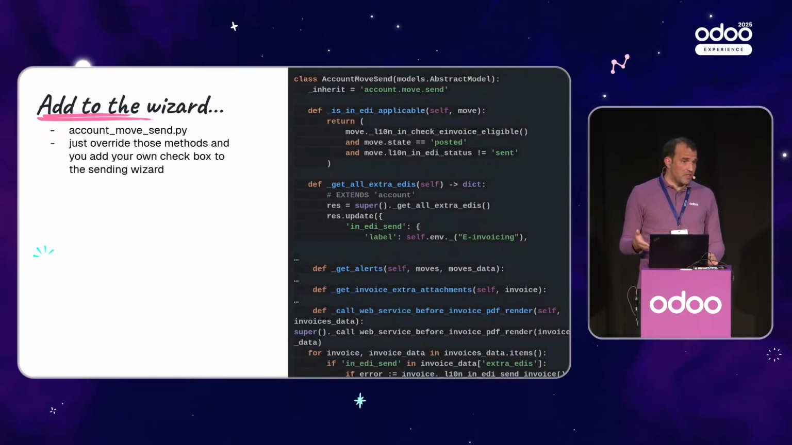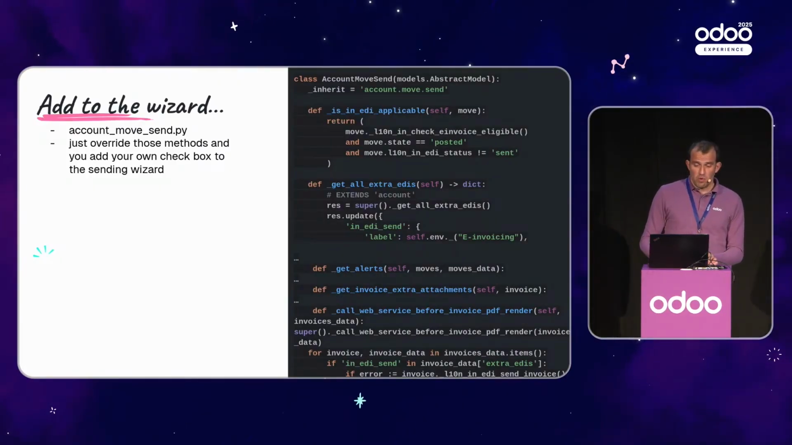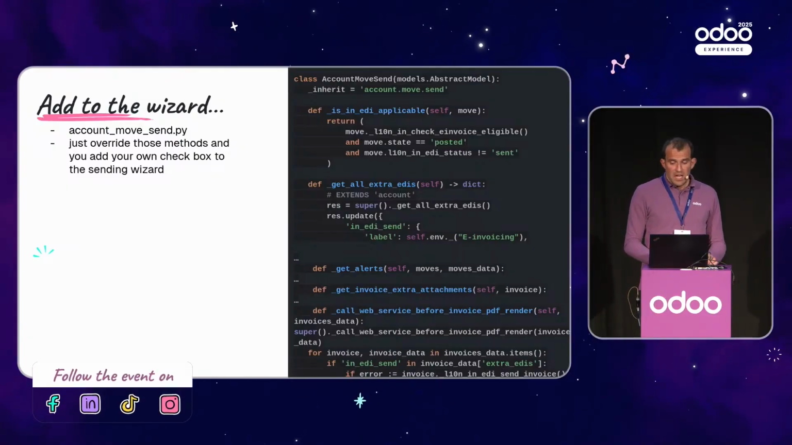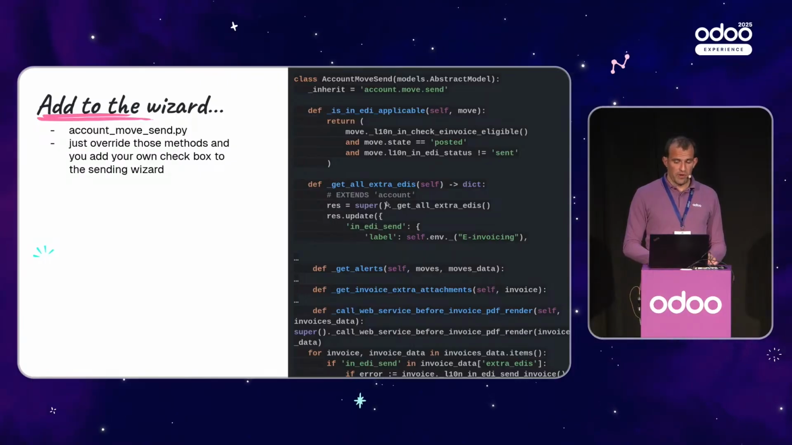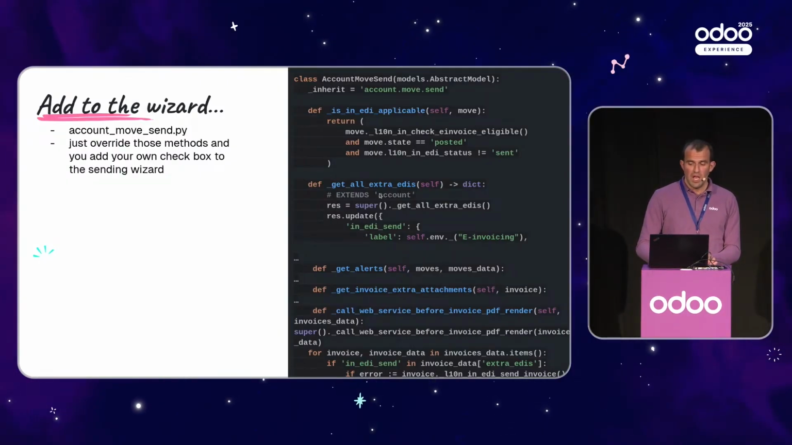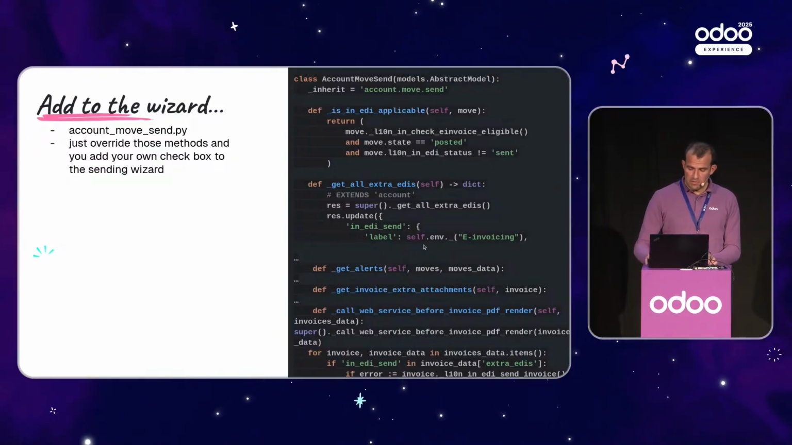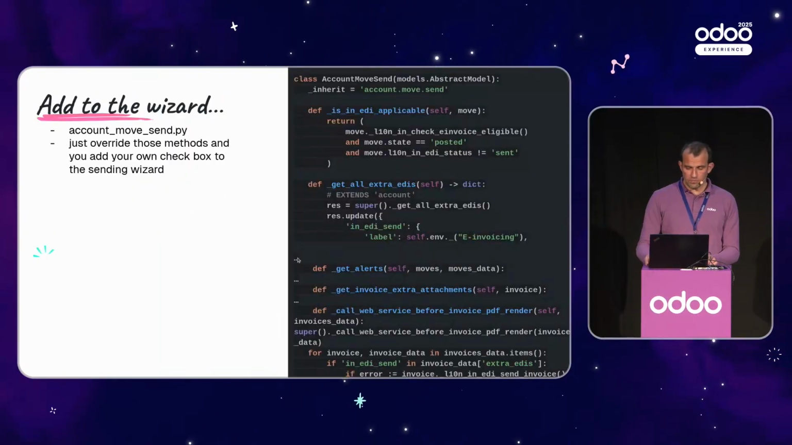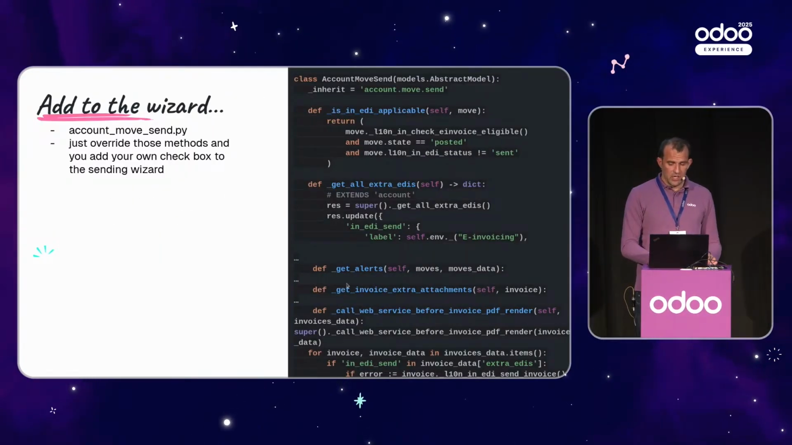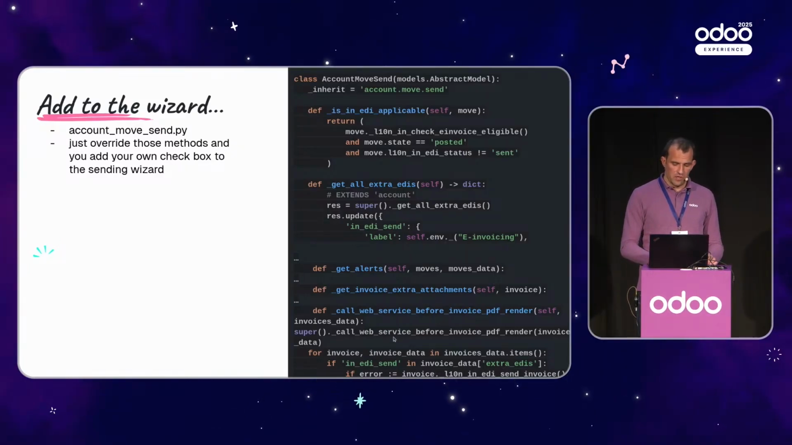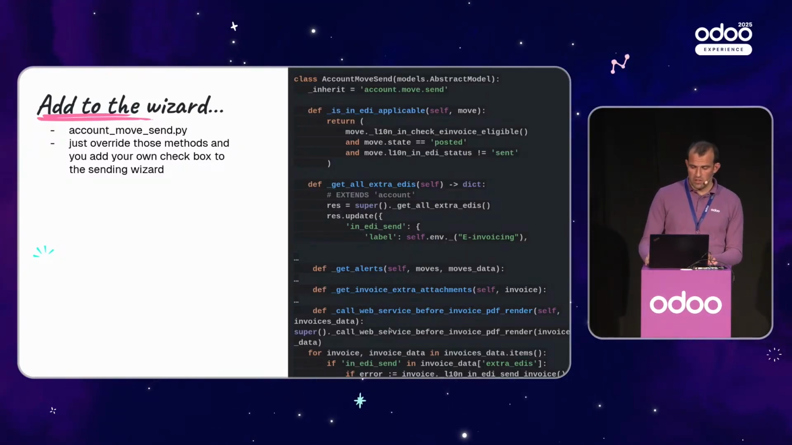Adding something in that wizard is actually quite simple. There is one abstract class that is called account_movesend, and you can easily just override some methods. So you get all extra EDIs. It will see if the Indian EDI is still applicable, and upon that you will have that checkbox that you saw here in this previous screen. You can also add alerts and the extra attachment, as for the placeholder and so on. And then you have the call where I was talking about.